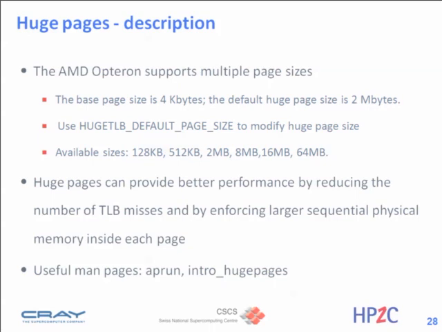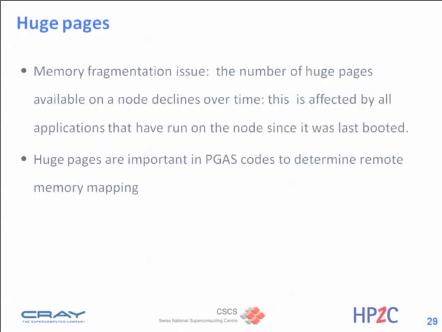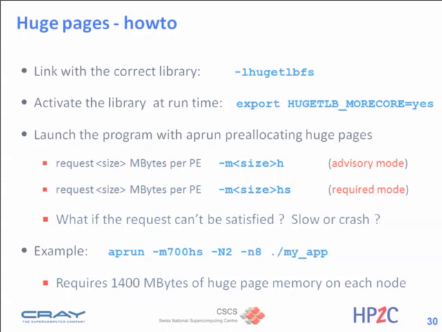On the processor different sizes of memory pages are available. You can find information on the intro_hugepages man page. What you have to do is this: you need to link your code with the right library. Then at runtime, you need to activate the library with this option. When you launch the program with aprun, you need to pre-allocate these huge pages that are available on the node.